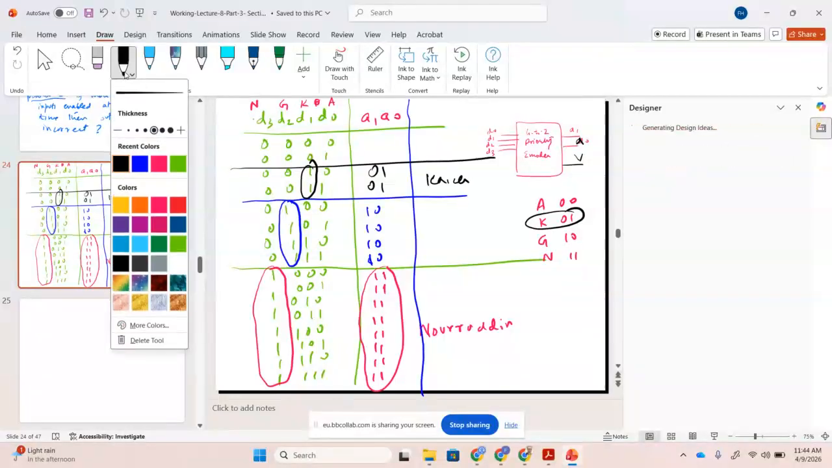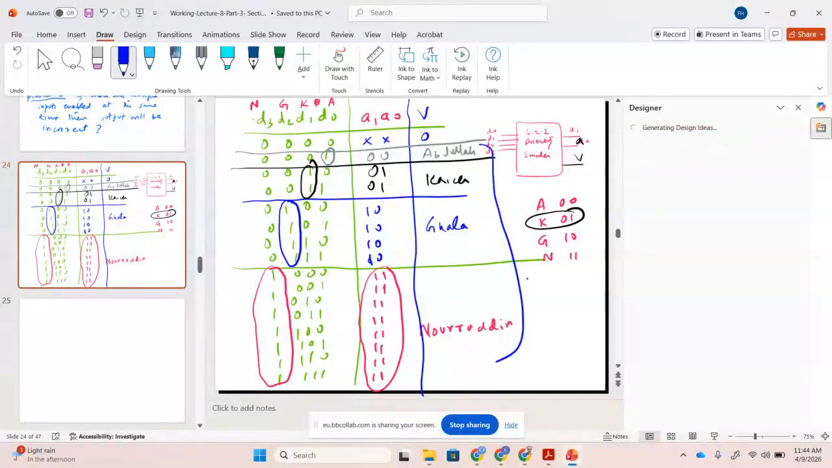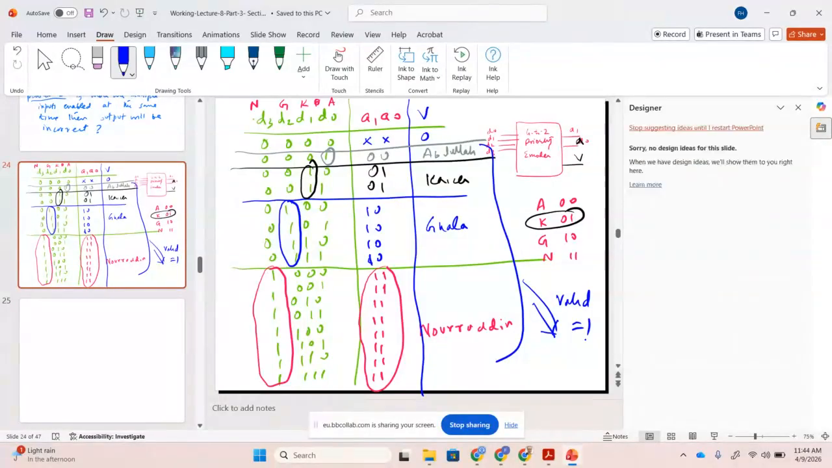And the last combination is the poor Abdullah, who has got the least priority. So this is 0, 0, and it's Abdullah. Now if we look here, this is actually an invalid combination, so we ignore it. So we have XX. In this case, valid will be 0, and for all of these combinations, valid will be 0 or 1. Any question?